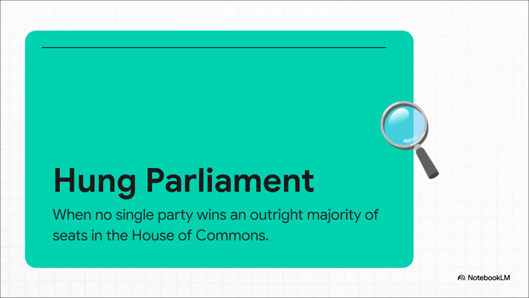But what happens if nobody wins? What if the results are so close that no single party gets that clear majority? Well, that's when you get what's called a hung parliament, and that's when the real horse trading begins. Usually, the biggest party will try to team up with smaller parties to form a coalition, just to stitch together enough seats to run the country.